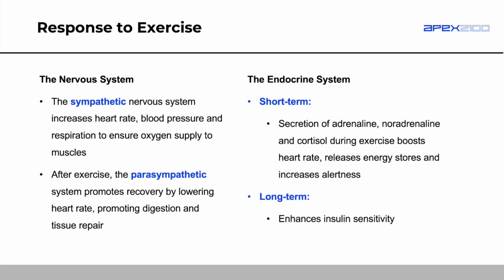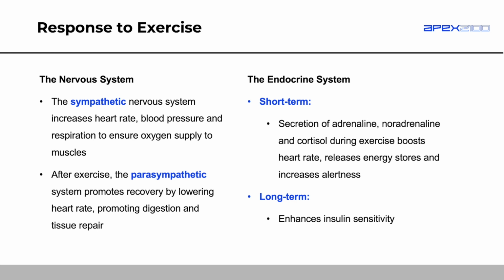So firstly, the nervous system. Remember that the sympathetic nervous system increases heart rate, blood pressure, and respiration to ensure oxygen supply to muscles, flight or fight. After exercise, the parasympathetic system promotes recovery by lowering heart rate, promoting digestion and tissue repair. This is our rest and digest system.